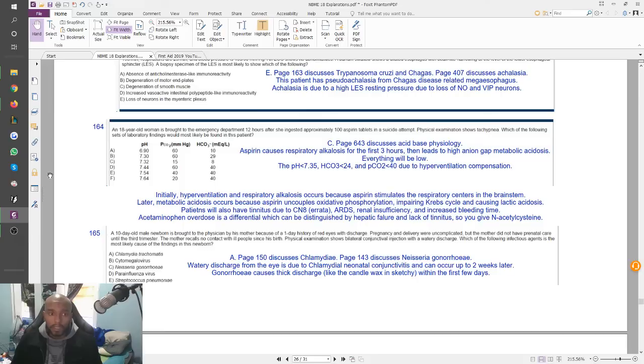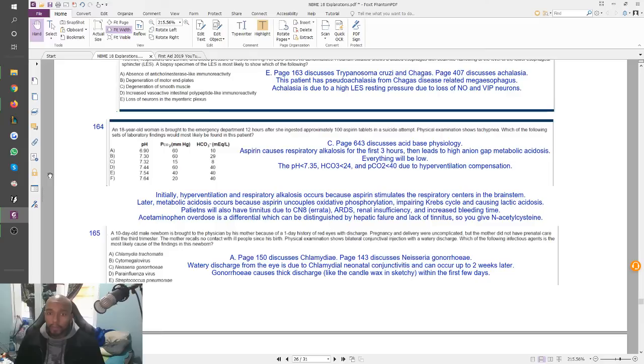So the pH should be less than 7.35, the bicarbonate should be less than 24, less than 20, and PCO2 should be less than 40 due to the hyperventilation for compensation. Remember that respiratory compensation for metabolic derangements is immediate, while metabolic compensation is very delayed.